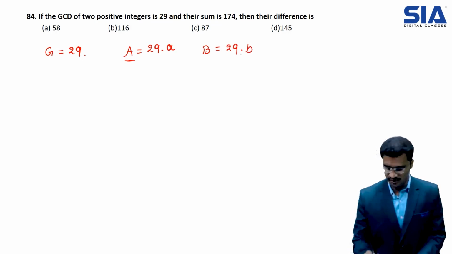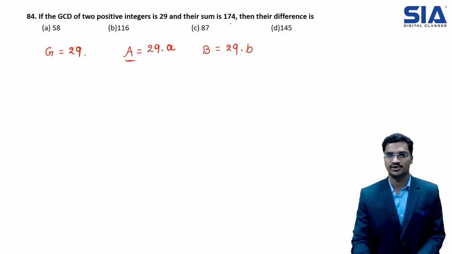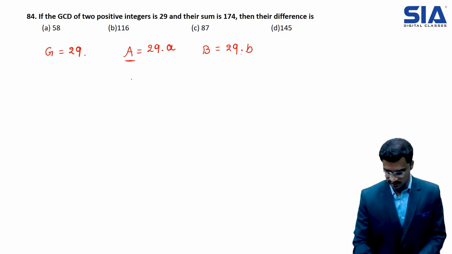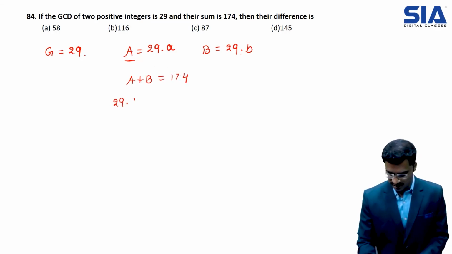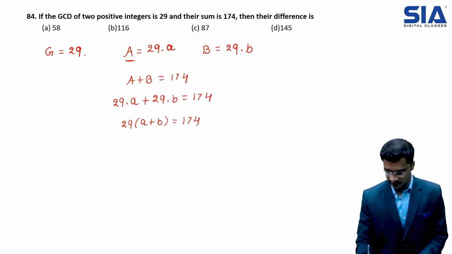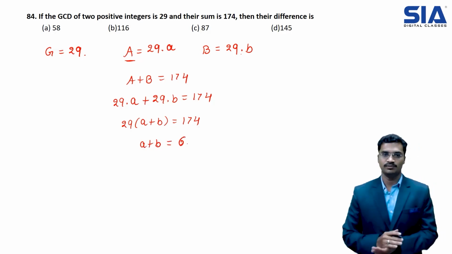So in the question he said that the sum of those numbers is 174. A plus B is 174. So 29 multiplied by a plus 29 multiplied by b is equal to 174. Let us take 29 common: 29 into (a plus b) is 174. Then the value of a plus b is 6.